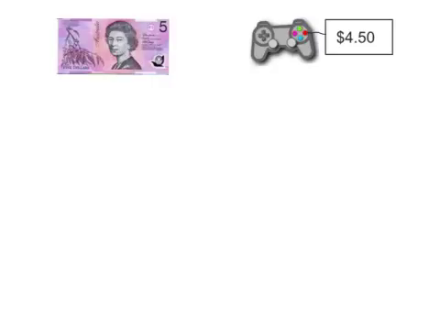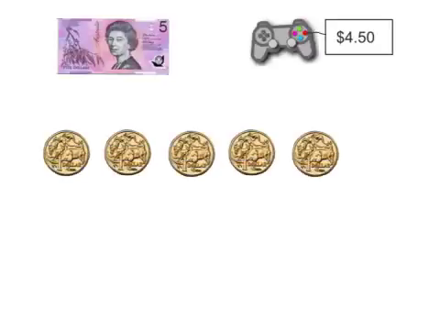So let's imagine I went to the shop and I had $5 in my purse, and I bought a game controller that cost $4.50. There are a few ways I could approach solving this problem. One way is to draw the coins that I have. Imagine that I had $5 coins. Then I could cross out the amount that I've spent.